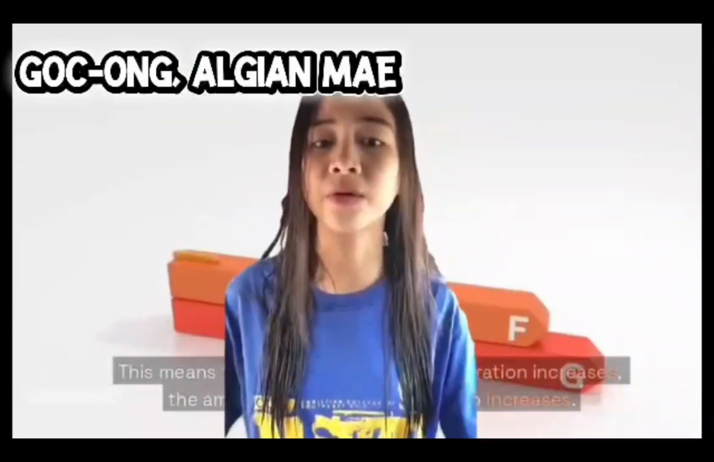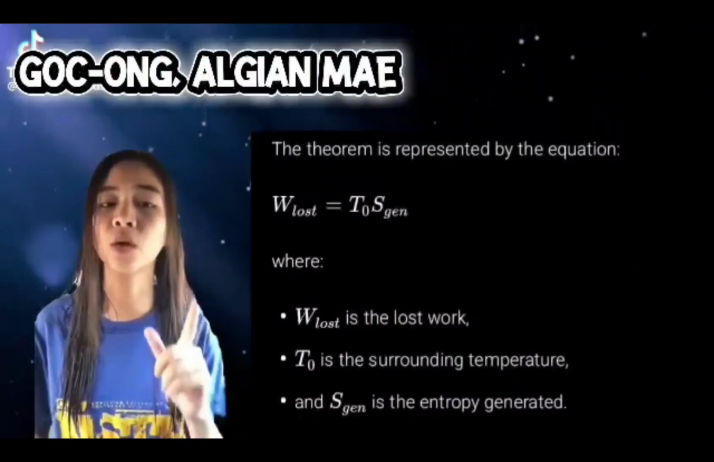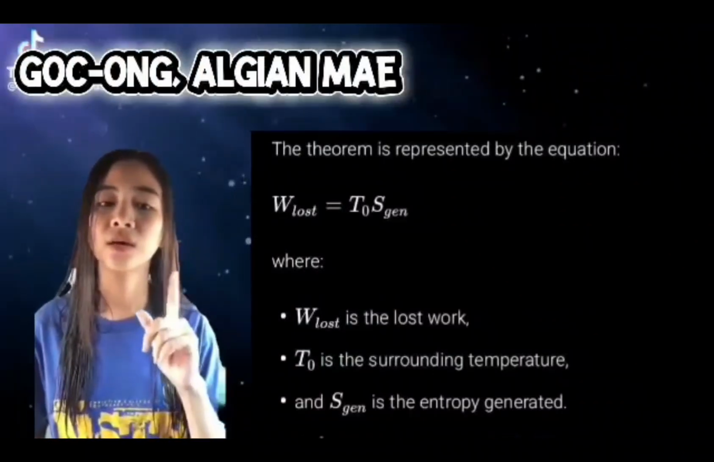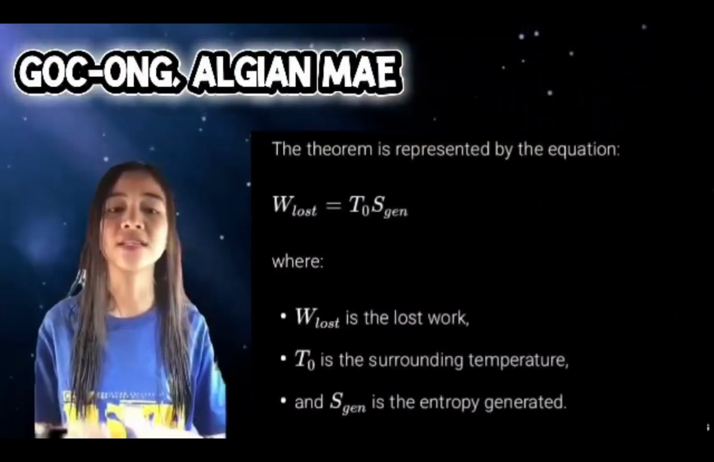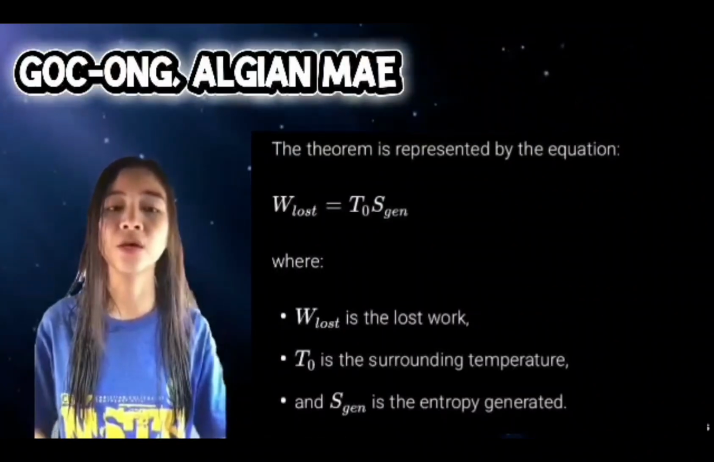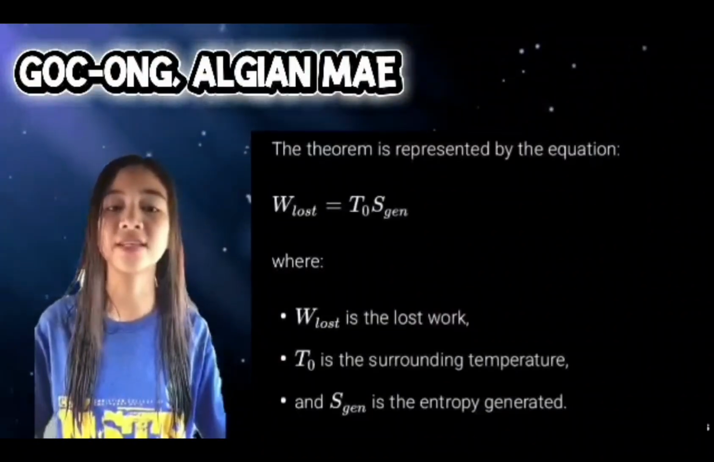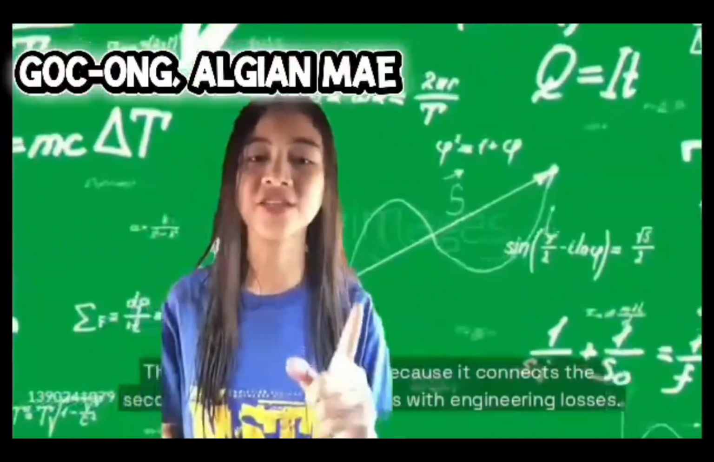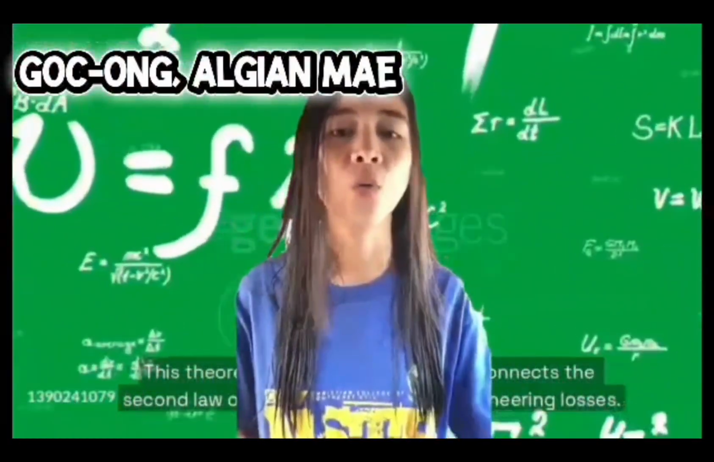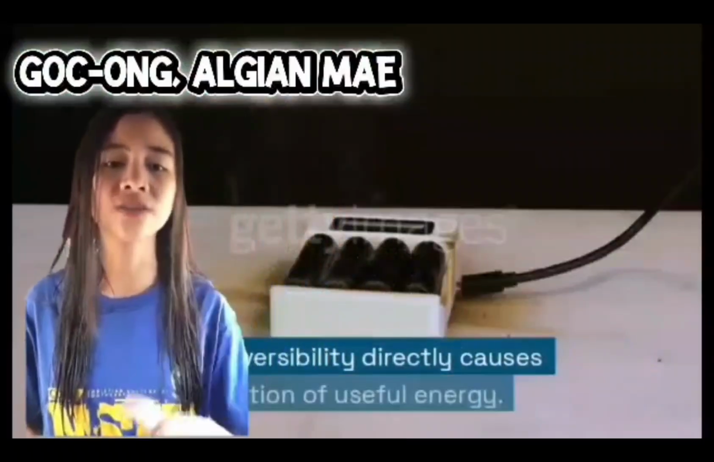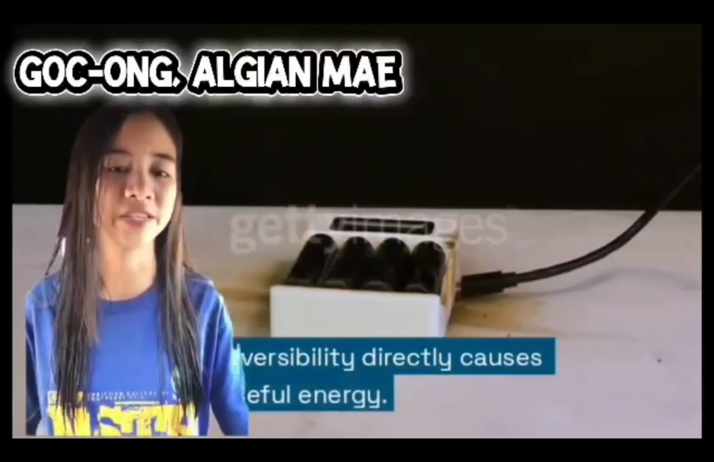The theorem is represented by the equation W_loss = T0 * S_gen, where W_loss is the lost work, T0 is the surrounding temperature, and S_gen is the entropy generated. This theorem is important because it connects the second law of thermodynamics with engineering losses. It shows that irreversibility directly causes destruction of useful energy.